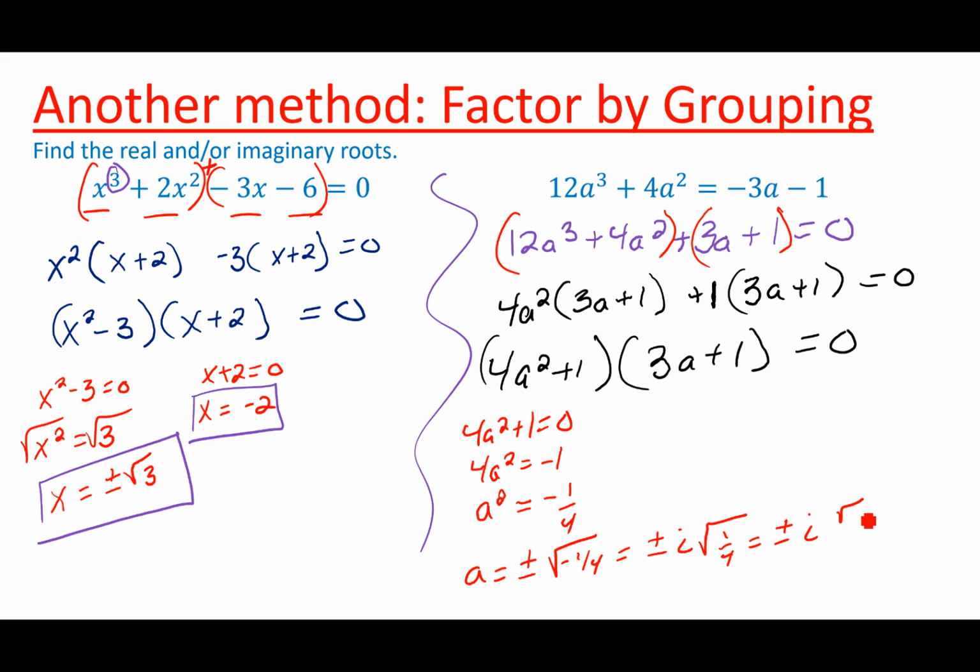If I'm taking the square root of a fraction, I could do square root of the numerator, square root of the denominator. Square root of 1 is 1. So it's going to be 1, square root of 4 is 2. So it'd be plus or minus 1/2 i. If we were to look at the other one, 3a plus 1, set that equal to 0. That'd be 3a equals a negative 1. A then would equal a negative 1/3.